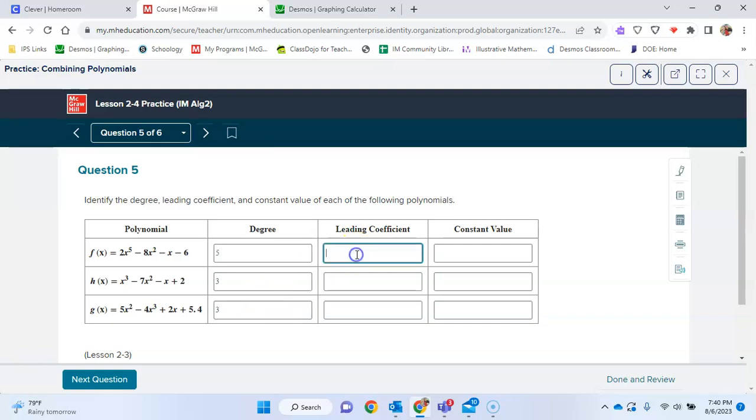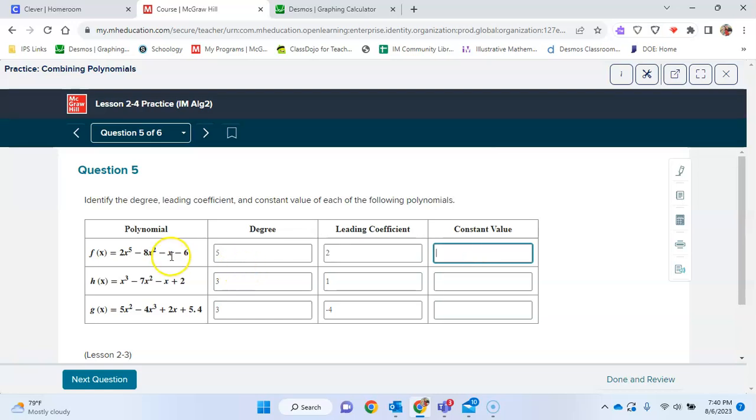The leading coefficient for f of x. The leading coefficient is the number in front of the highest degree term. The number in front of x to the 5th is 2. The leading coefficient is 2. You can see there is no number in front of x cubed, so the leading coefficient is 1. 1 times x cubed is x cubed. And the leading coefficient for the x cubed term here is -4.